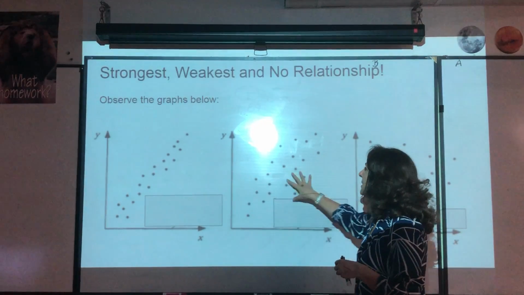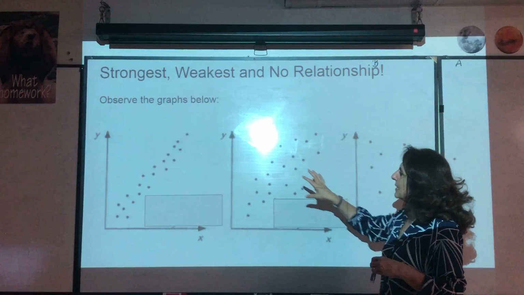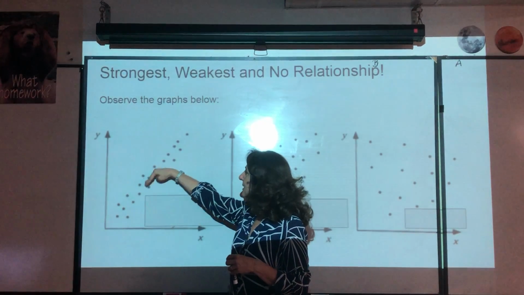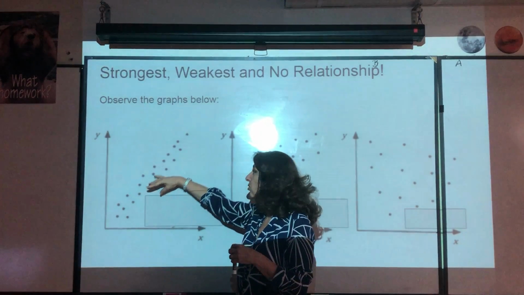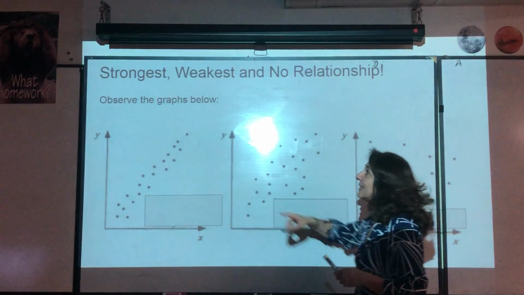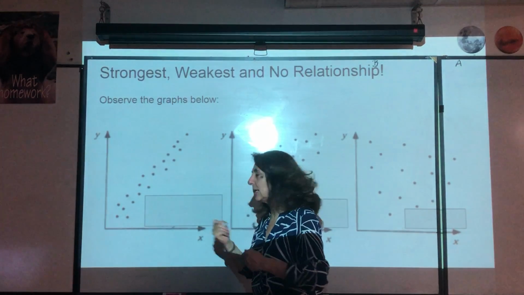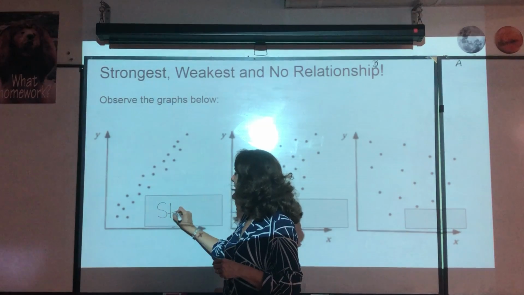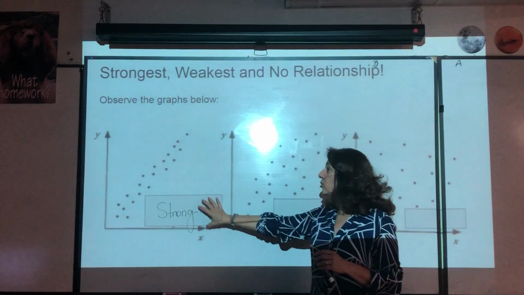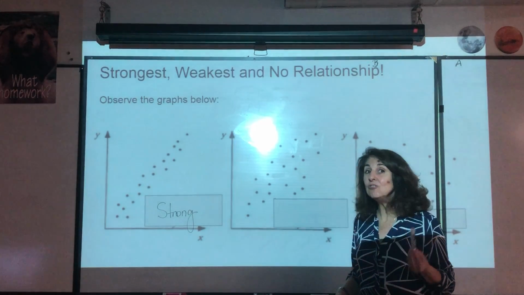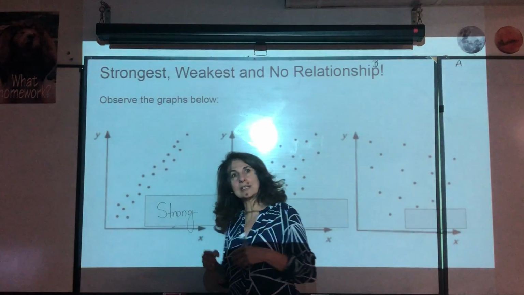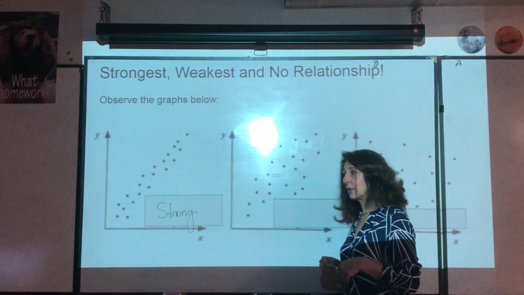So observing these three graphs here, we see that in this one, look, the points are closer. We can see that they have a kind of pattern. It's going up here. So this graph, we can say, has the strongest relationship. It's still not a perfect line because there's no way I can draw a perfect line with these points that are not aligned, but it is a strong relationship.